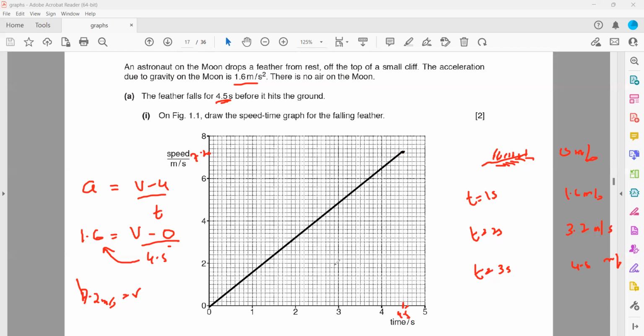Because falling objects must have a constant acceleration, there must be a straight line to represent constant acceleration. And when the time is 4.5, the speed is 7.2. So 4.5 and 7.2, that's why we draw a straight line.